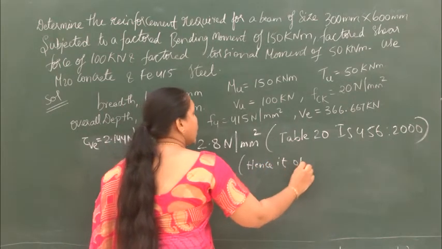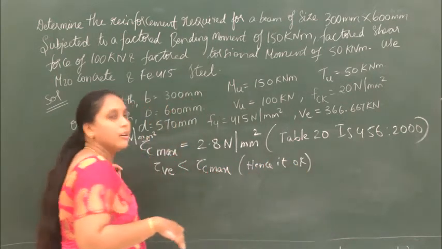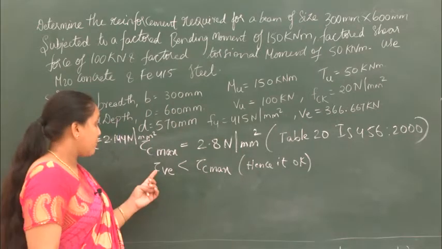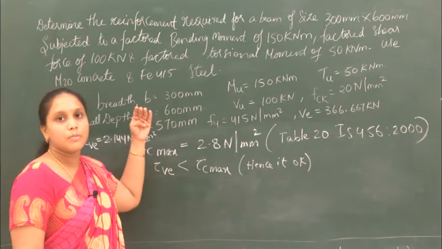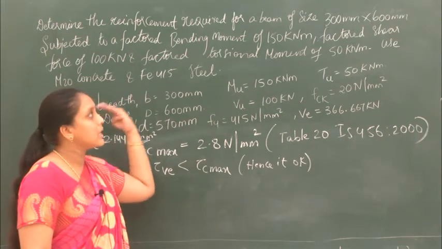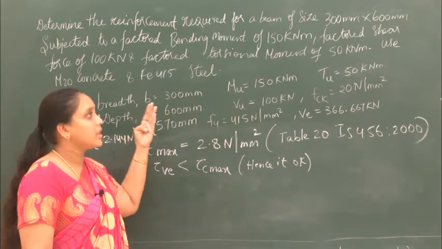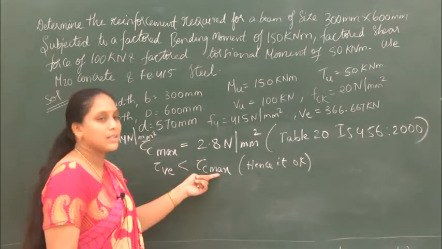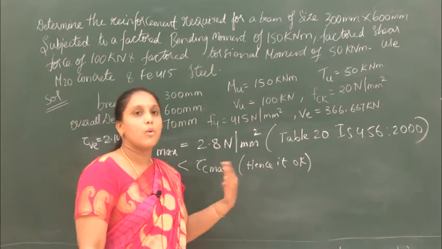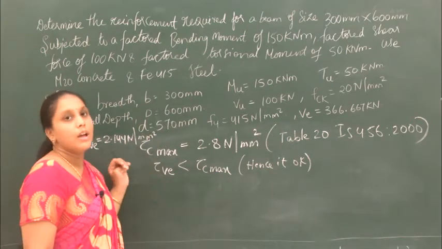Okay. So you can go for the further design. If tau BE is greater than tau C max, the whole section has to be redesigned. That is the breadth and depth, everything should be redesigned. As tau BE is less than tau C max here, it is okay and we can go for the further design.